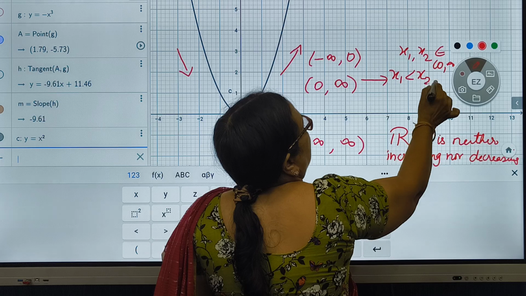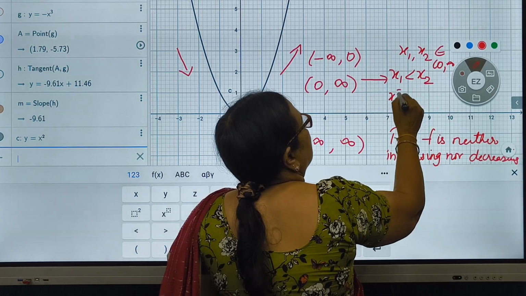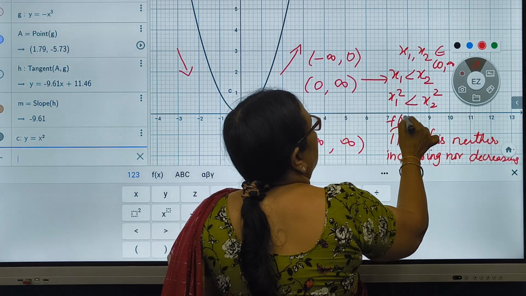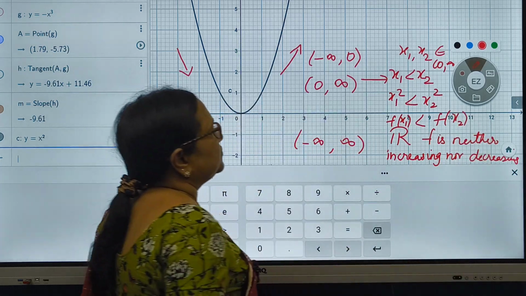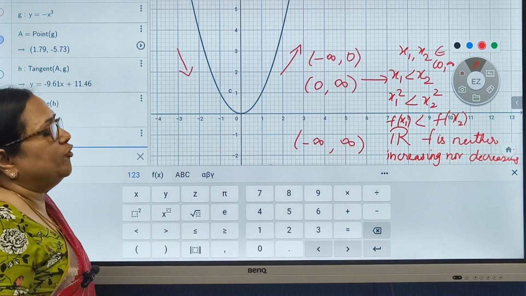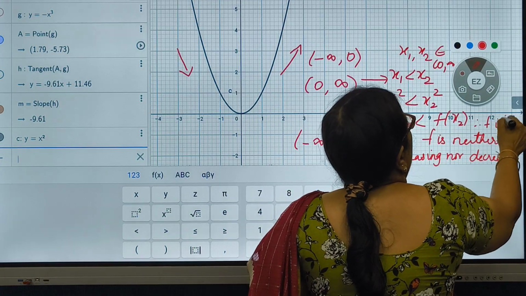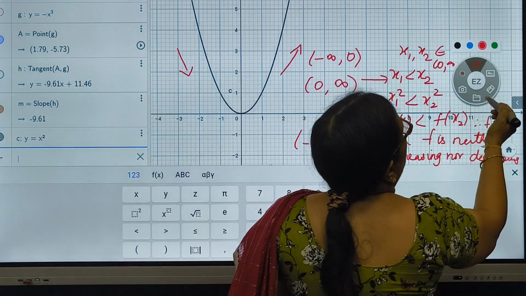Then if x1 is less than x2, you know that x1 square is less than x2 square. So f of x1 is less than f of x2. Therefore, f is increasing. Where? In 0 to infinity. Okay, let me choose some other color.